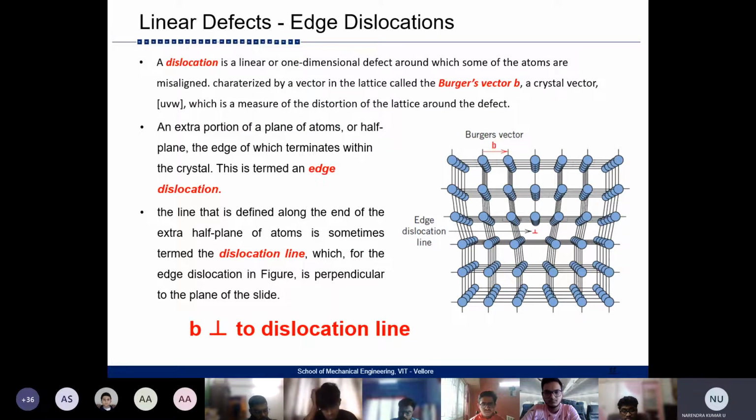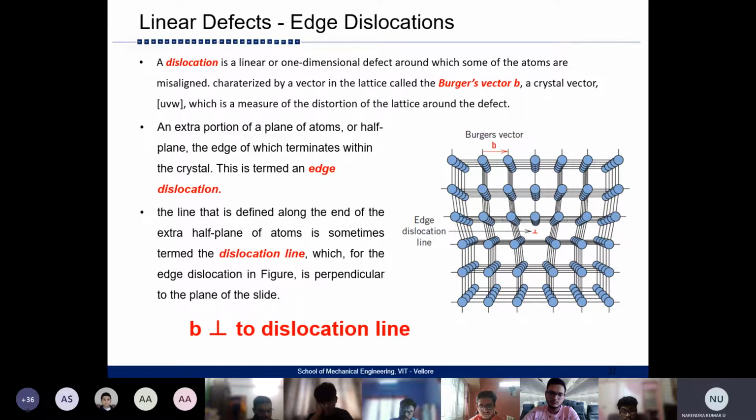And next comes your one-dimensional defect, that is the linear defect. In a linear defect, it is nothing but a series of atoms which is an extra series. So if you see this particular diagram, this whole plane of atoms is an extra plane of atoms. So this is a defect. This is a one-dimensional defect.